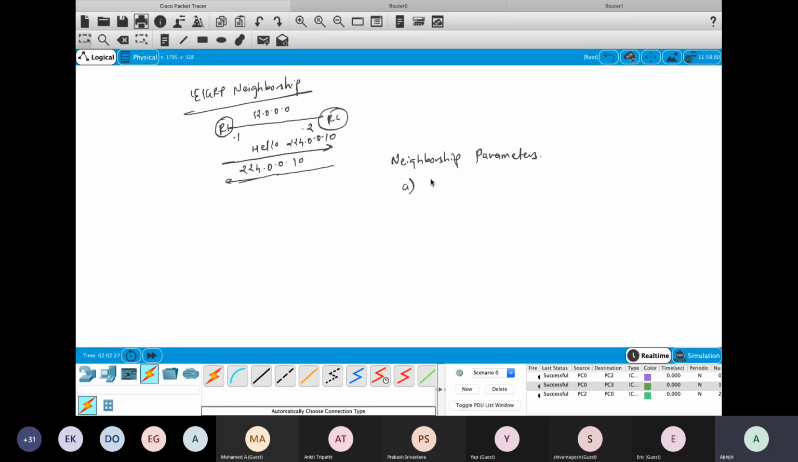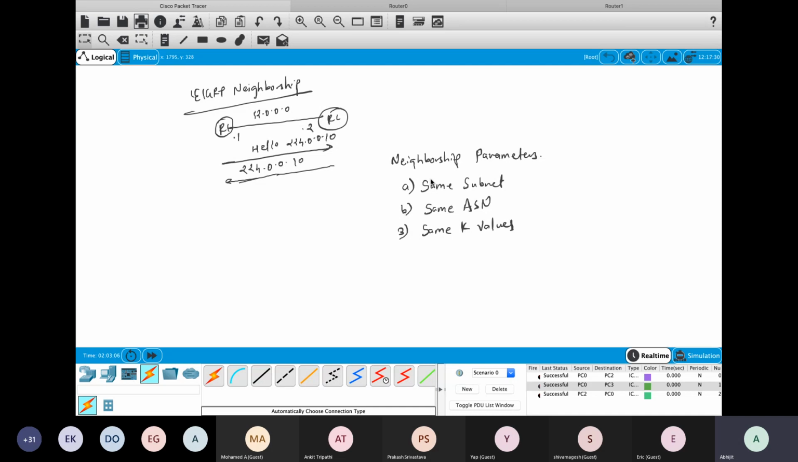And the first neighborship parameter is that they should be in the same subnet. The second parameter, as I told you, is that they should be in the same autonomous system number. And the third parameter is they should have the same K values. Now K values is something that we are going to discuss later. But by default, EIGRP has multiple K values configured here. Your EIGRP has almost 5 K values that help the router decide what the best route is. It is part of the diffusing update algorithm that it uses to calculate the best route.